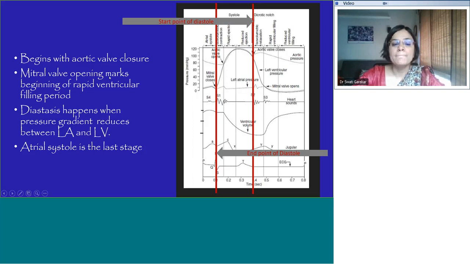So, big valve closure, mitral valve opening marks the beginning of the rapid ventricular filling period. That's the rapid ventricular filling period. Then is a period of slow ventricular filling, that's called diastasis, and come along on this side then where the P wave is, and that's when the atrial systole happens.